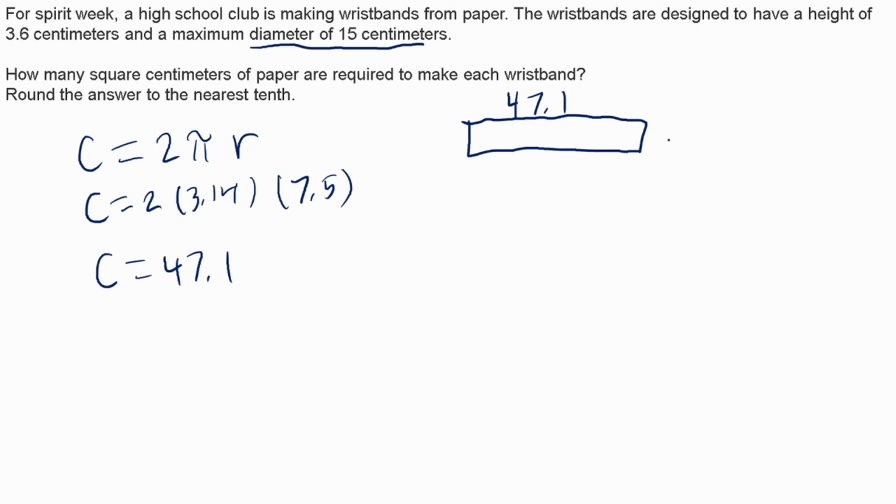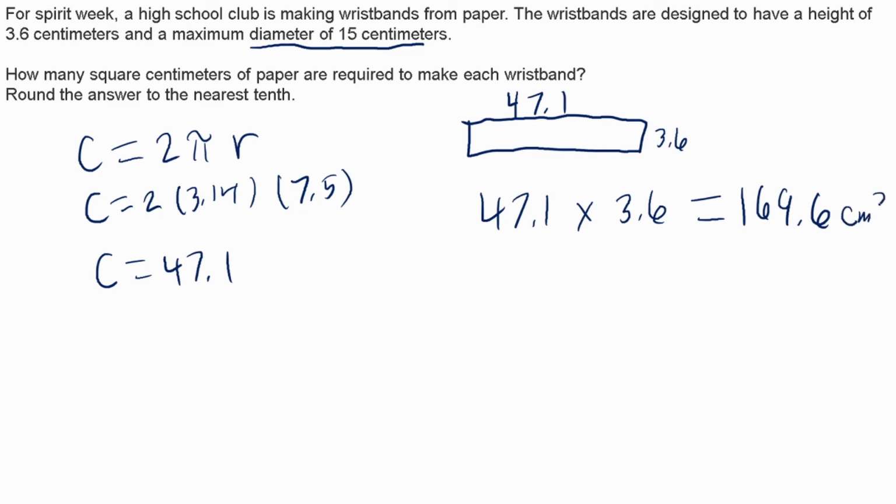So this length here is actually the length of our wristband. And then 3.6 is the side. So now in order to find the area, we just multiply those two numbers and we get our answer, 47.1 times 3.6. It says round to the nearest tenth. So this is going to give me 169.6 centimeters squared.